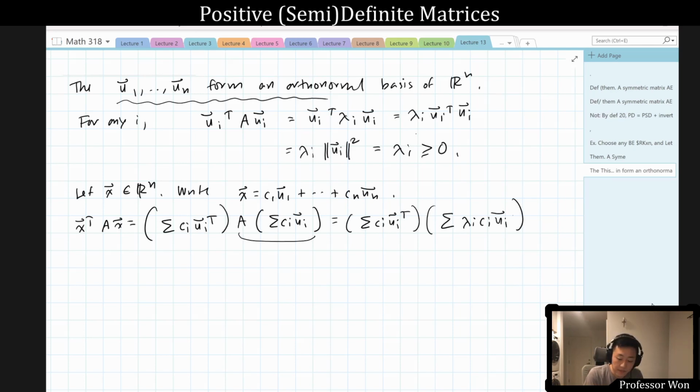Right? But now I have the sum of a bunch of orthonormal basis vectors dotted with the sum of a bunch of orthonormal basis vectors. So a bunch of the terms will die, and the UI dotted with itself is going to be 1. Right, so I can break it up into two sums. One sum where I'm dotting the same I with the same I. In that case, I'll get CI squared UI transpose UI times lambda I.